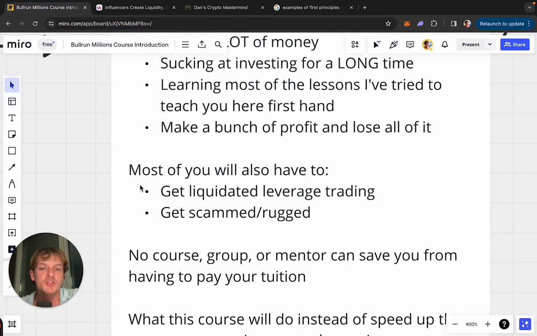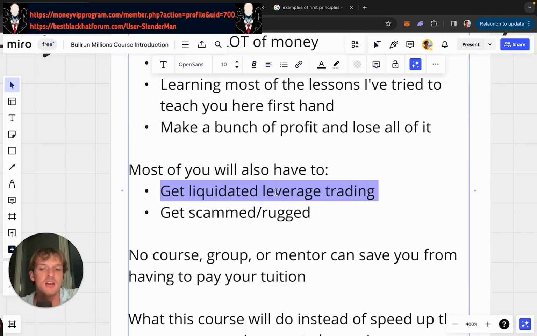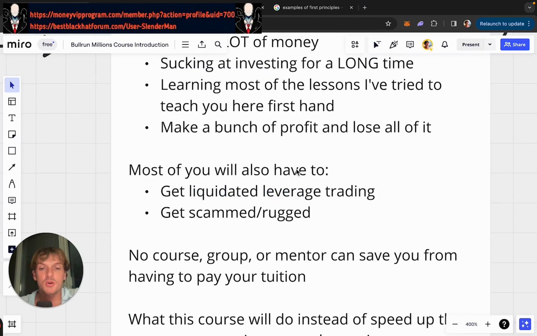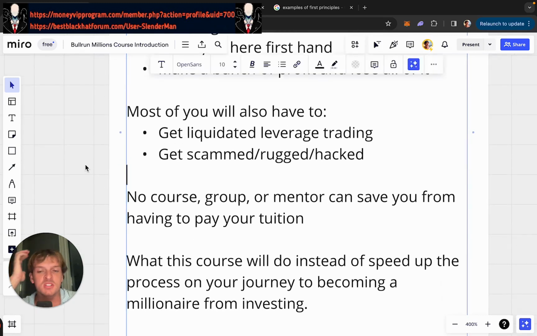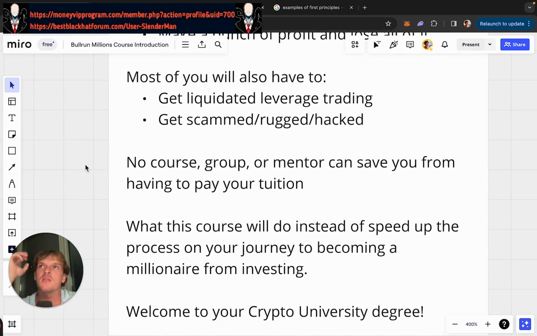And as well as this, most of you are also going to have to do some additional bonus losing money, which is getting liquidated with leverage. I saw a guy in the chat today talking about his 100x leverage. Oh, but I only do it on a small amount of my money. Ugh, just dumb. So a lot of you are going to have to go through this. You're going to have to get scammed, lose all your money in a rug pull. Your wallet's going to get hacked. Let me add that in. Scammed, rugged, hacked. Okay? So no course, group, or mentor can save you from this. What this course is going to do is speed up the process and reduce the losses, but it's actually not going to remove anything entirely.